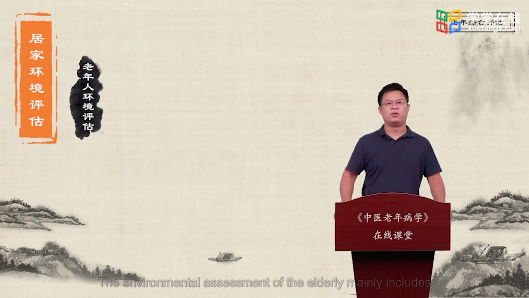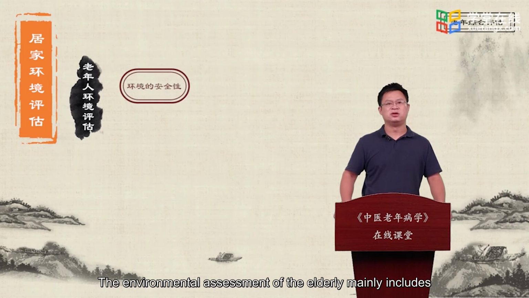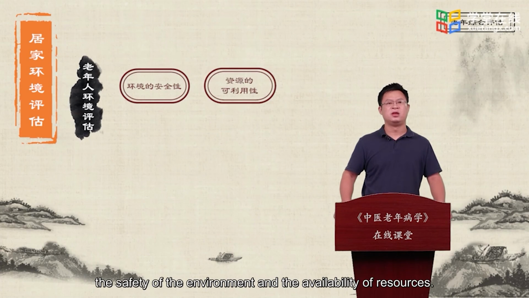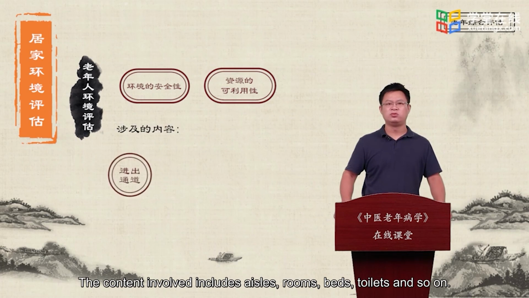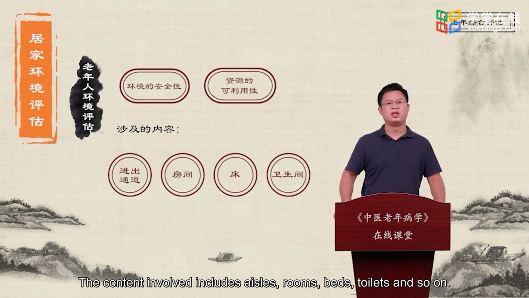Home environment. The environmental assessment of the elderly mainly includes the safety of the environment and the availability of resources. Environmental assessment is very important for the elderly to prevent falls and facilitate life. The content involved includes aisles, rooms, beds, toilets, and so on.